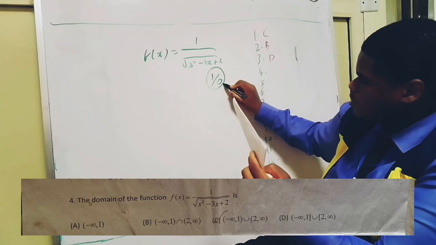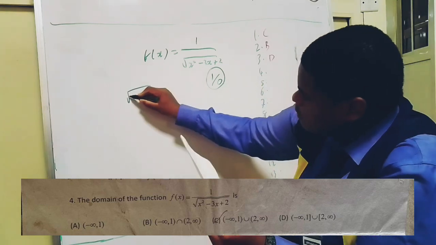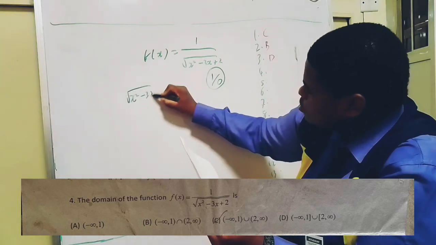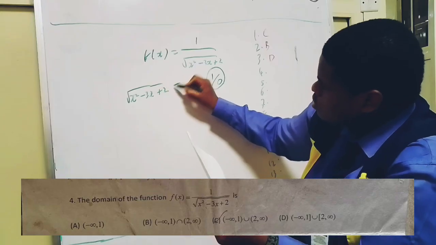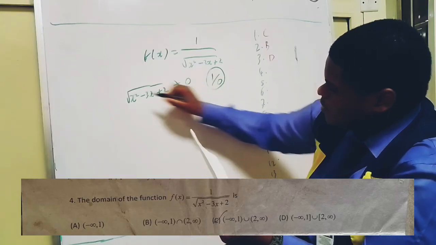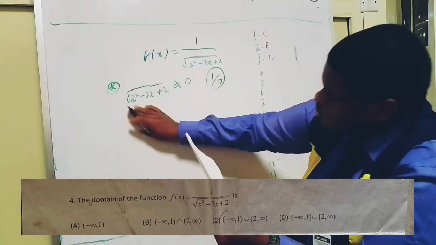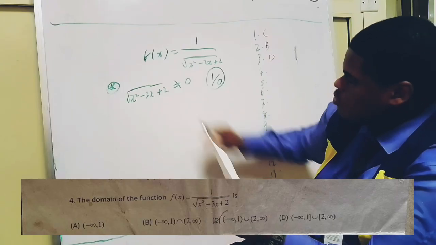You don't want 1 divided by 0. That means the square root of x squared minus 3x plus 2 should not equal 0. This is your first parameter: the square root of x squared minus 3x plus 2 should not equal 0.